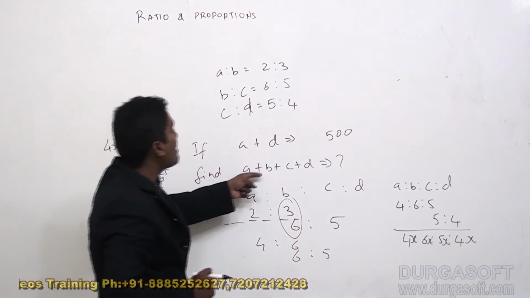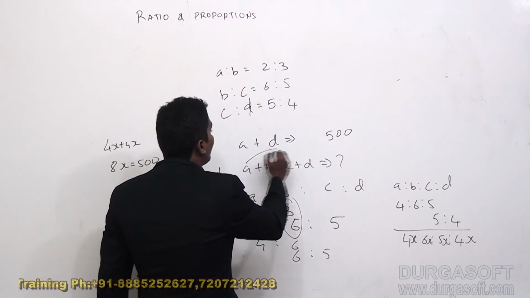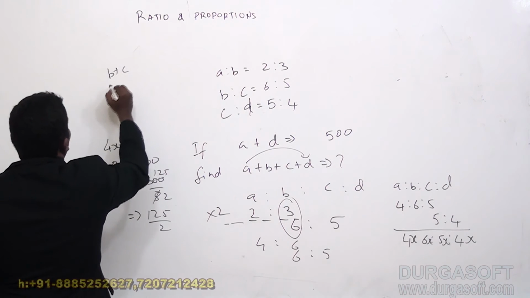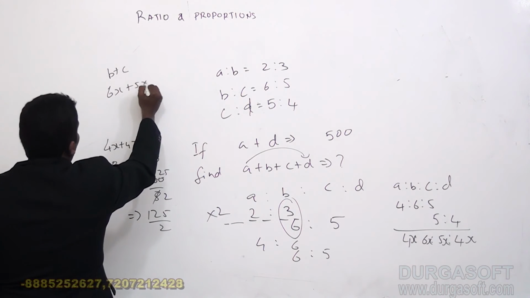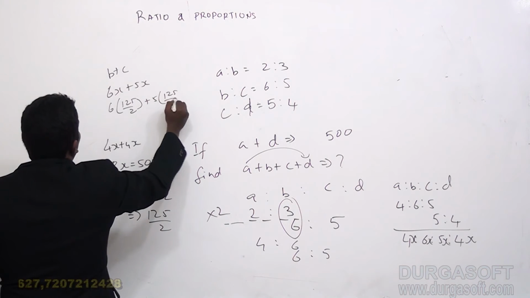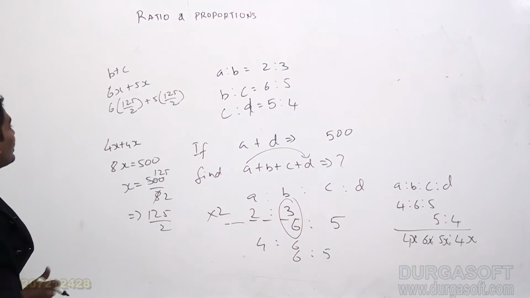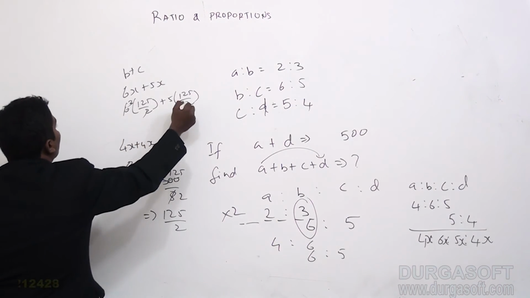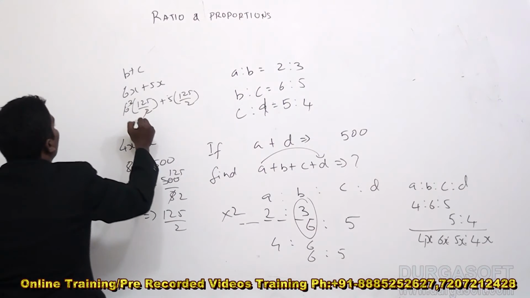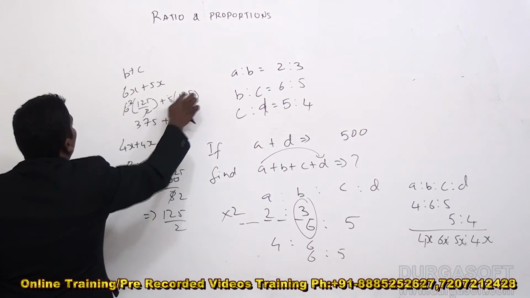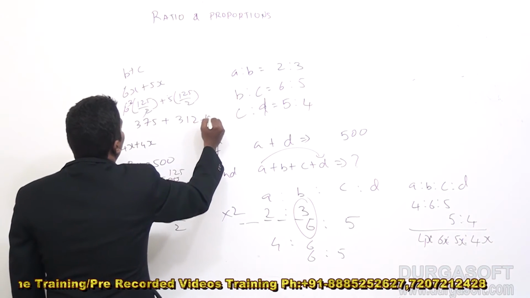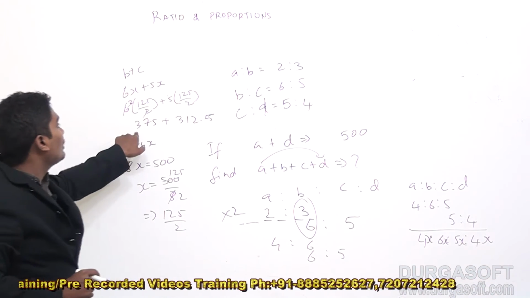Now I will need to find a plus b plus c plus d. I already know the value of a plus d, so I will just need to find the value of b plus c. So b plus c will be equal to 6x plus 5x, which is 6 into 125 by 2 plus 5 into 125 by 2. This I cannot cancel, so I will continue with decimal points. So 3 into 125 will be 375, plus 5 into 125 will be 625, and 625 divided by 2 will be 312.5.